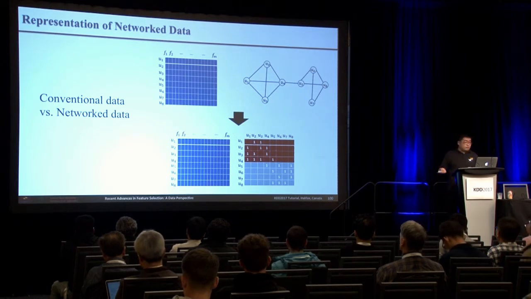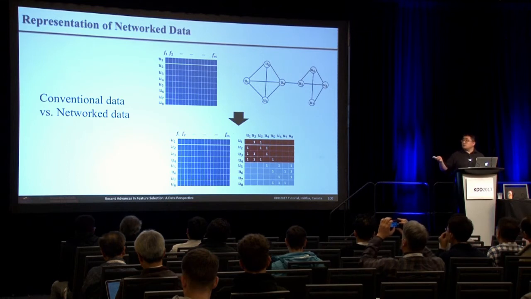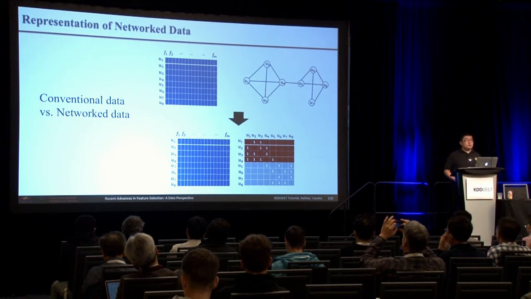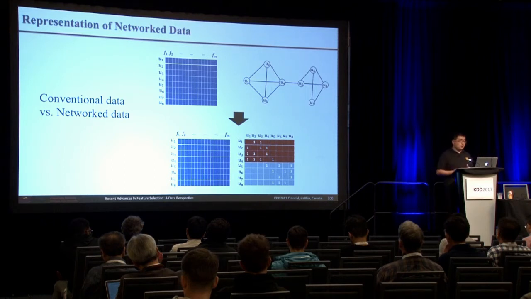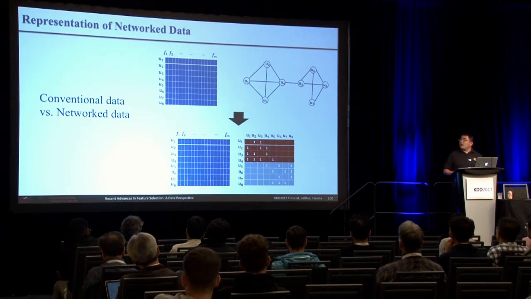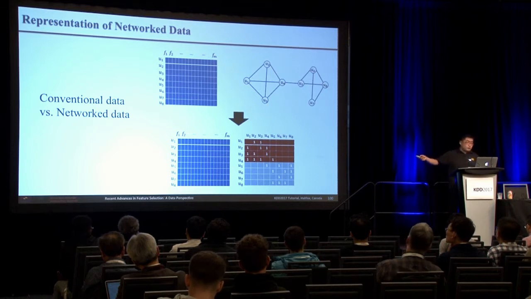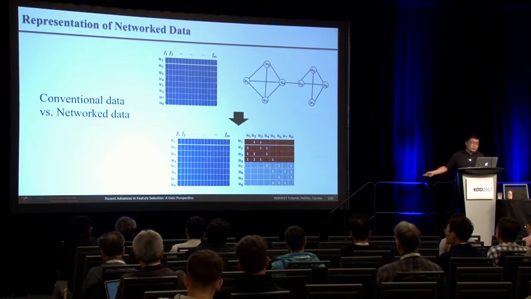In this example, we have 8 data instances, and each data instance is associated with m-dimensional features. Normally, we can use a matrix to represent the data, where the rows represent the data instances and the columns represent the features. But actually these data samples are connected with each other. So in addition to the traditional data matrix, we may have the adjacency matrix to represent the pairwise interactions between different data samples.